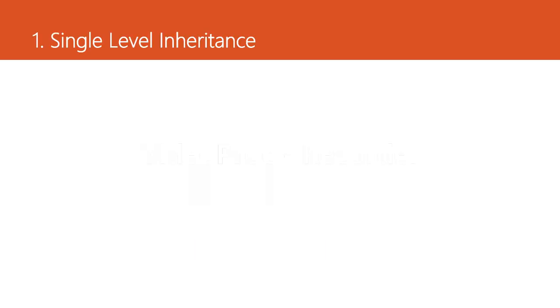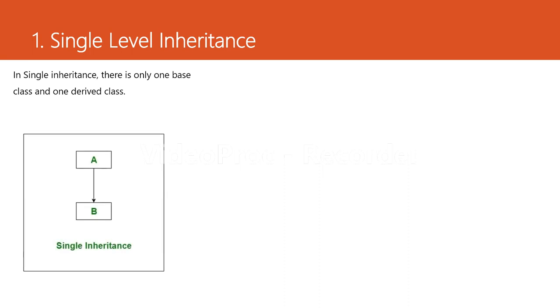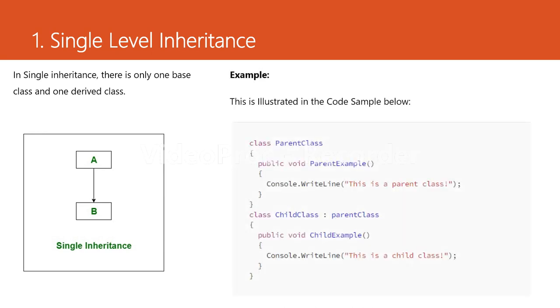First, we have single-level inheritance. In single-level inheritance, there is only one base class and one derived class. Following is the pictorial representation of single-level inheritance in C# programming language. For example, parent class has one method whose name is parent example, and we have another class, child class, which is inherited by parent class. Child class has a method child example.